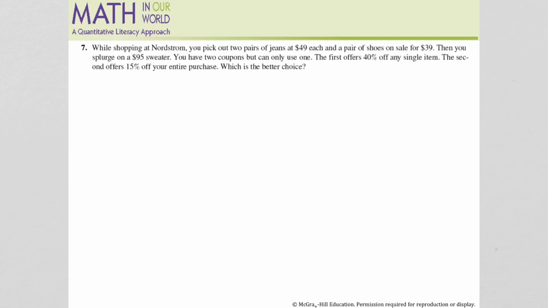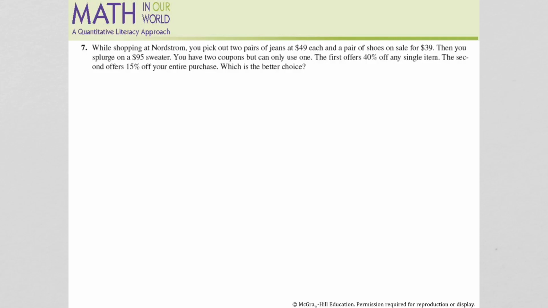While shopping at Nordstrom, you pick out, gosh, I've never been shopping at Nordstrom. It's too expensive for me. Anyway, while shopping at Nordstrom, you pick out 2 pairs of jeans at $49 each. Well, that's not bad. And a pair of shoes on sale for $39. Pretty good too. Then you splurge on a $95 sweater. Oh, yeah.